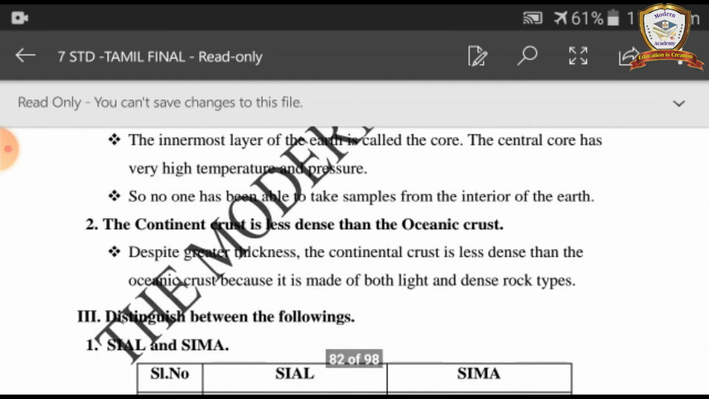Second question: the continental crust is less dense than the oceanic crust. Despite greater thickness, the continental crust is less dense than the oceanic crust because it is made up of both light and dense rock types.